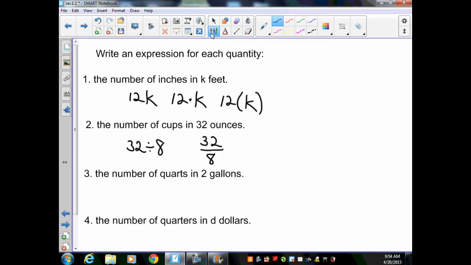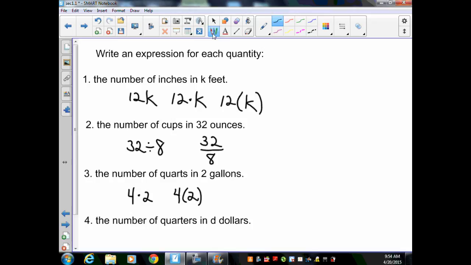The number of quarts in 2 gallons. I know that there are 4 quarts in 1 gallon, so what I want to do here is to multiply 4 times 2, which I know is going to be 8. I can also write that as 4 times 2. Again, getting 8 quarts in 2 gallons.